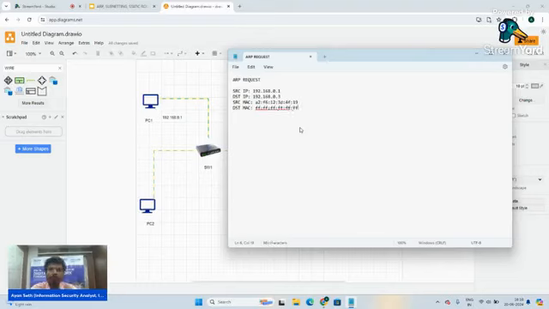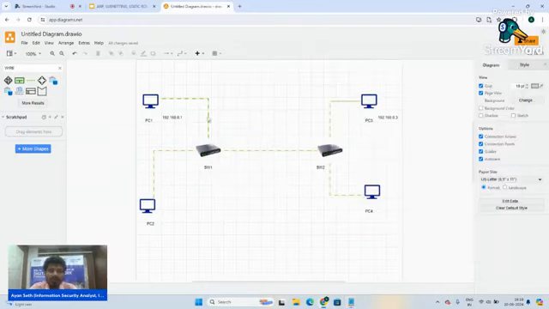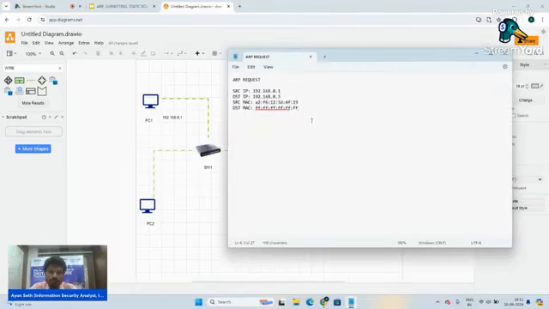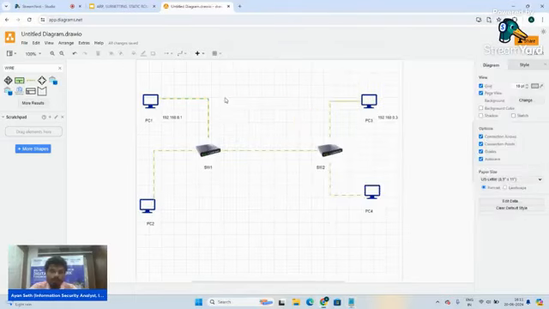FFFF. Why? This is the broadcast MAC address. Why is PC1 sending the broadcast address? Because PC1 doesn't know the MAC address of PC3. So it wants to get a reply from PC3, right? So what will happen? PC1 will broadcast the ARP request. After broadcasting the ARP request, it will be flooded to PC2 and also switch 1.